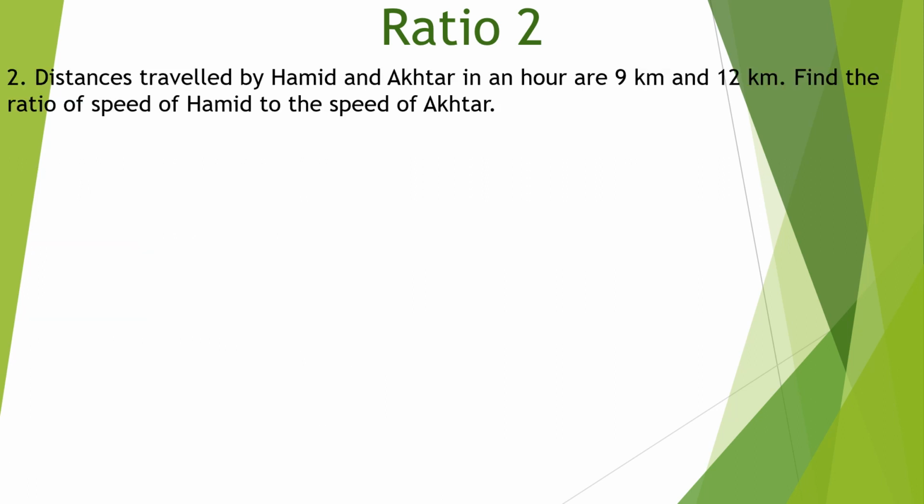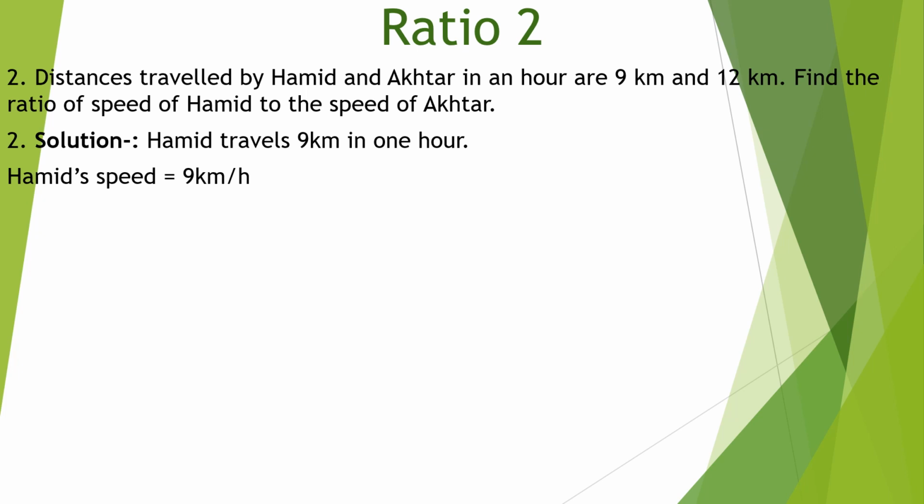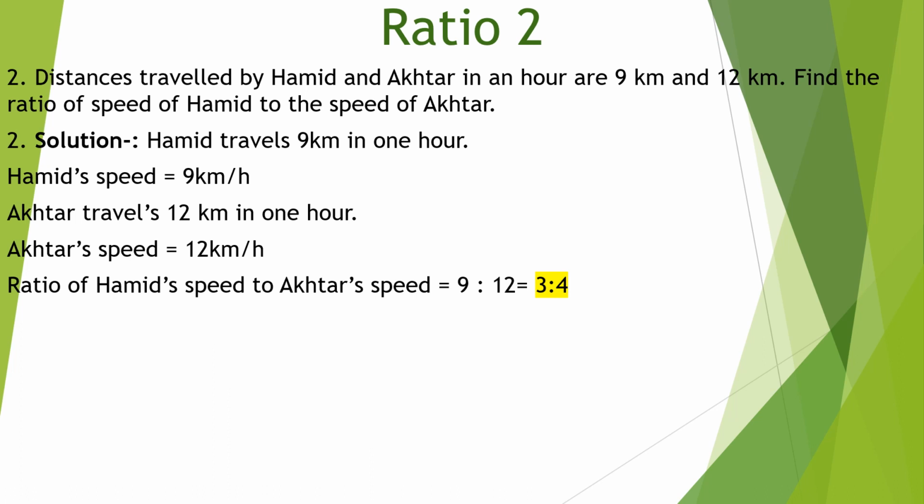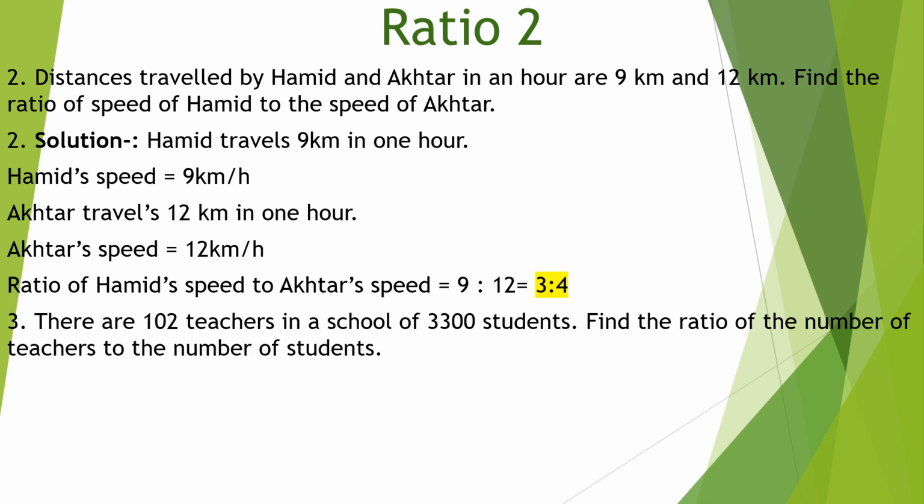Now in a story sum, we have to first write down whatever is given in the statement. Now Hamid travels 9 kilometers in 1 hour. So can I say Hamid's speed is 9 kilometers per hour? Yes. Akhtar travels 12 kilometers in 1 hour. So we say that Akhtar's speed is 12 kilometers per hour. Now we have to find out the ratio of speed of Hamid to speed of Akhtar. That is 9 is to 12, which on simplification comes out to be equal to 3 is to 4.